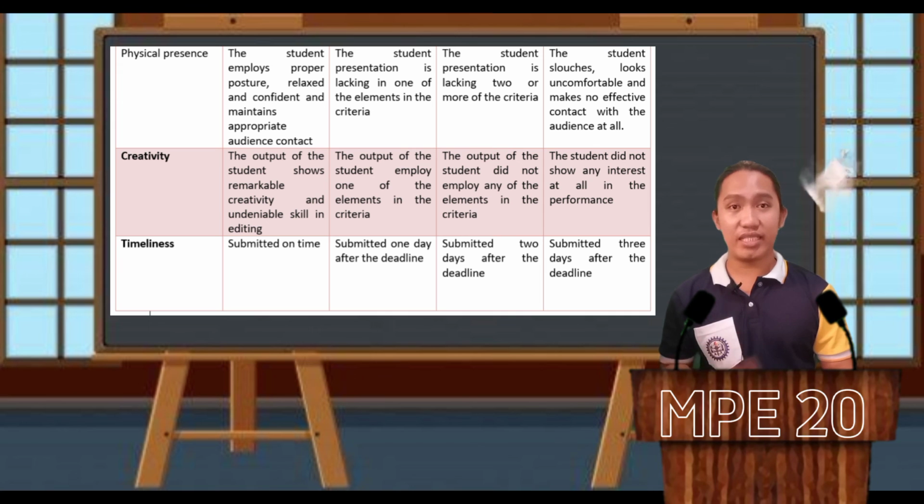And lastly, submitted 3 or more days after the deadline, then you will get 2 points. But if you submit it after 1 week, then you will never get any points. You will get 0, of course, di ba? Napaka-unfair naman kasi sa ibang estudyante.